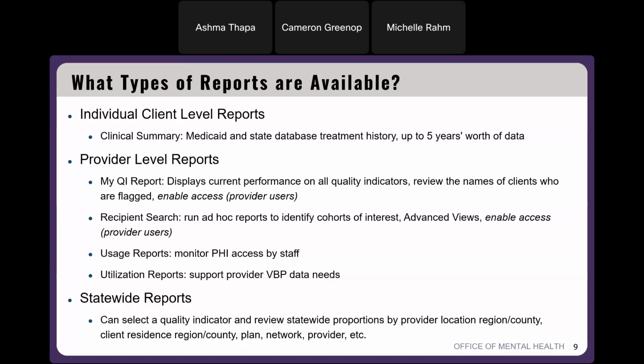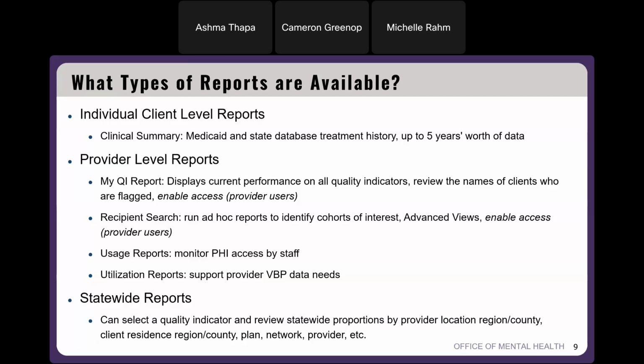So if access was enabled by a provider user by emergency attestation, or if a client consent was entered, that is something that you can view in the usage reports. Then we have the utilization reports, and this is to support providers that have value-based payment data needs. Lastly, we have our statewide reports, and these are very similar to my QI report.